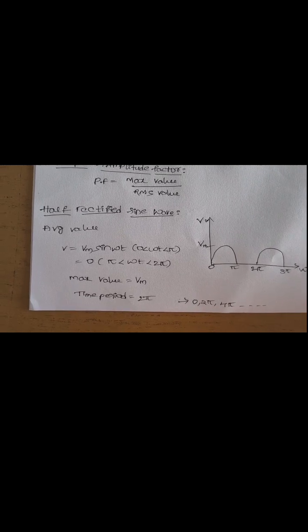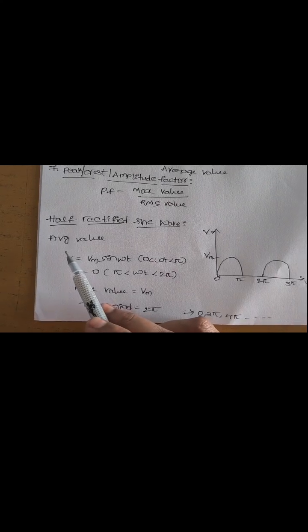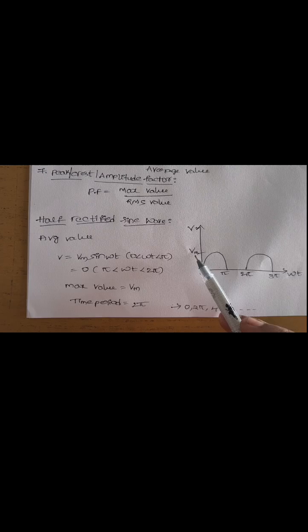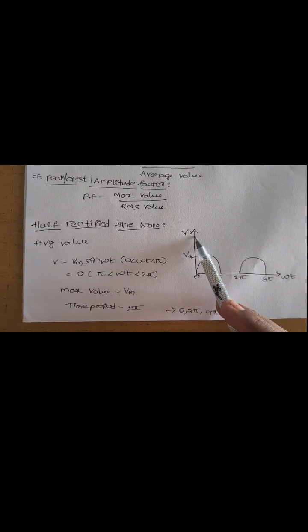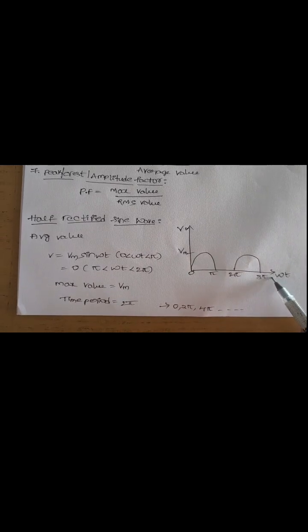In this video, we are going to discuss the half rectified sine wave. I have to find out the average value of the half rectified sine wave. The graph is like this. On the y-axis we have taken voltage, and on the x-axis we have taken omega t. In this half wave rectified sine wave, the voltage and current values are present only in 0 to pi and 2 pi to 3 pi.